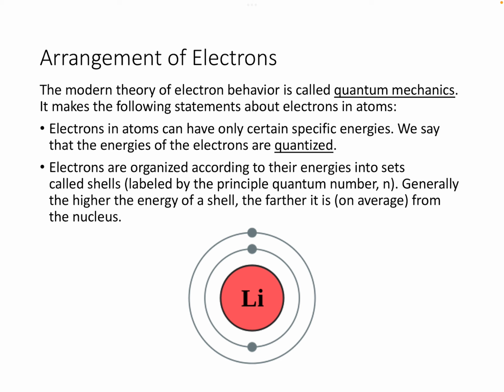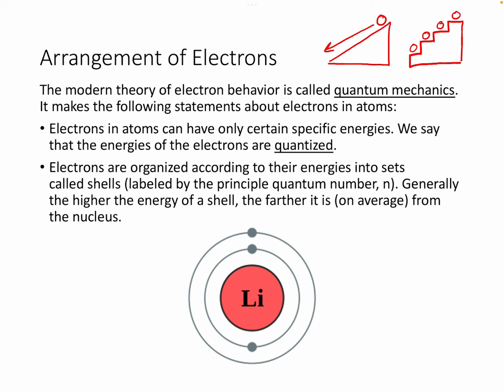So electrons can only have certain specific energies. And therefore, we say that electrons are quantized. So instead of, for example, a slide where you have just a continuous set of energy levels, this is going to look more like a series of steps where electrons can only exist at these very specific levels. So that's what we mean by quantized, and hence the name quantum mechanics.